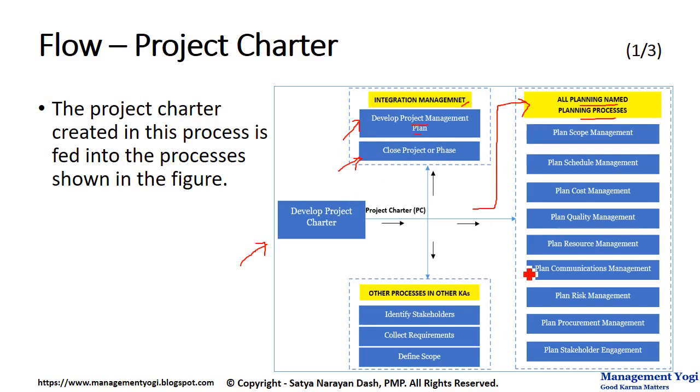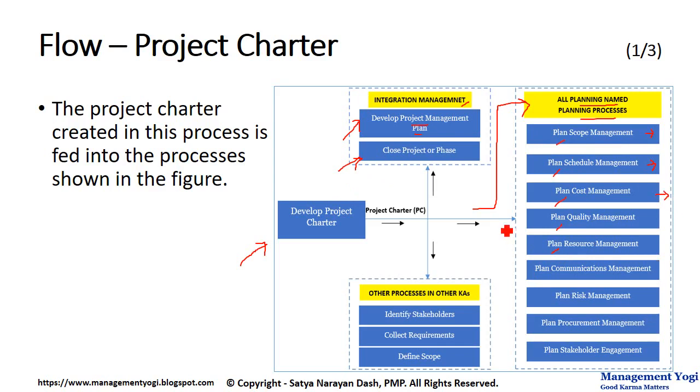Now what do I mean by named planning processes? The named planning processes begin with a name called plan, and these named planning processes create individual plans. For example, plan scope management creates scope management plan. Plan schedule management will create schedule management plan. Similarly, rest of these processes in 9 knowledge areas.